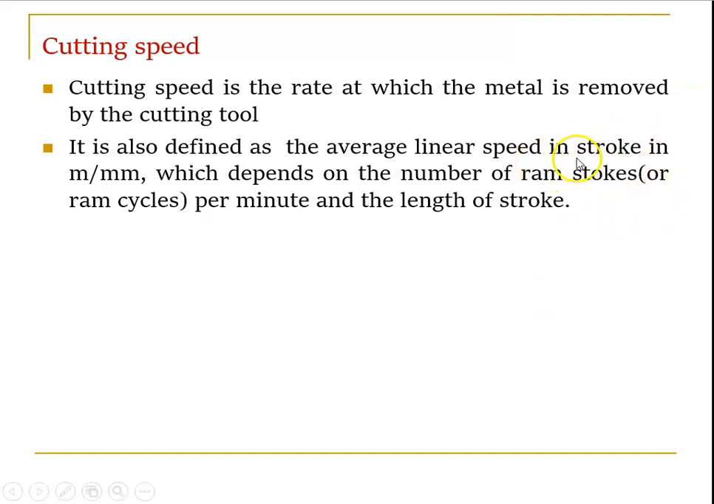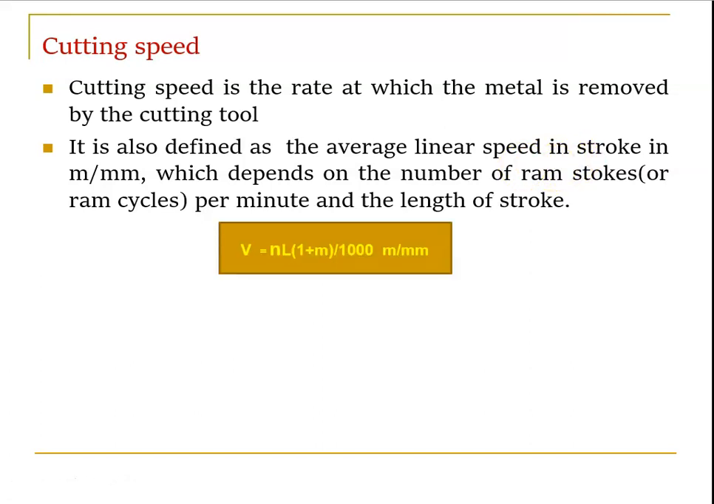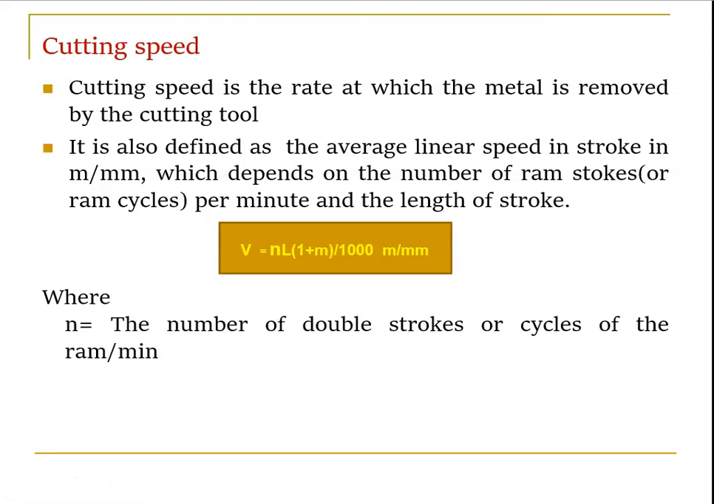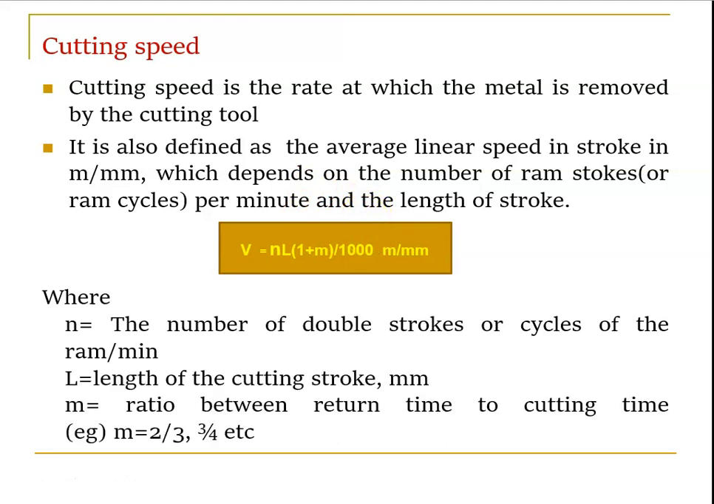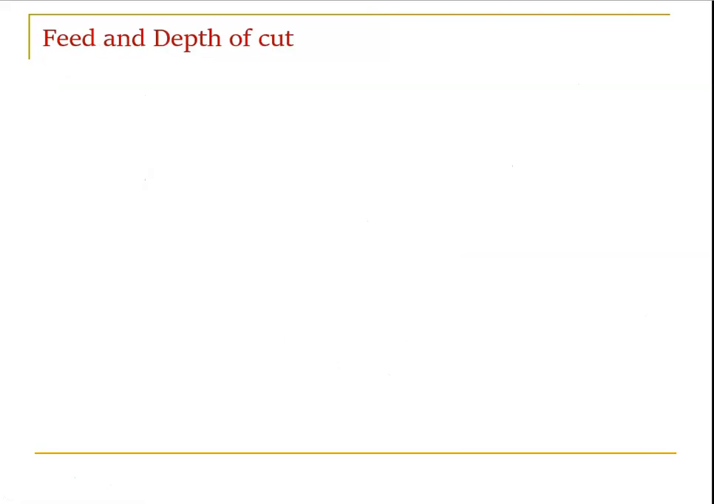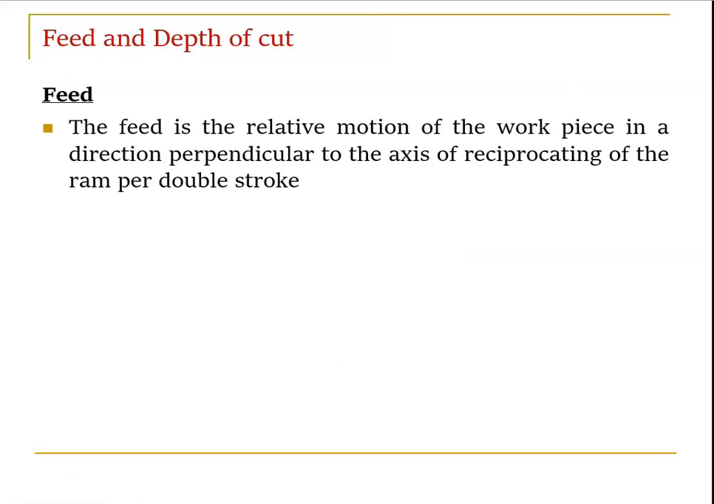Only difference is, here the ram does not move; the work table strokes. Again, the formula is same, V equal to NL(1+M)/1000, where N equal number of double strokes or cycles of the ram. So இது வந்து ram கிடையாது, டேபிள். L equal to length of cutting stroke, M is the ratio between return time to cutting stroke. Again, feed is the perpendicular motion between tool and work pieces. It is expressed in mm.